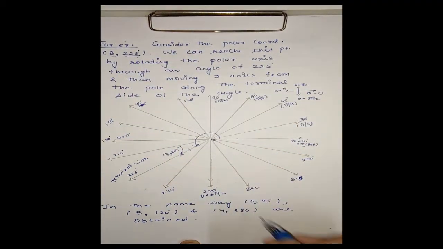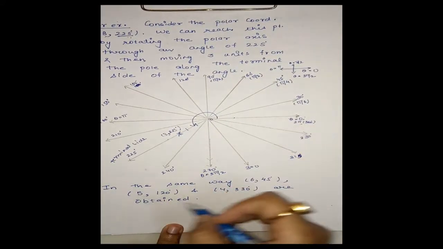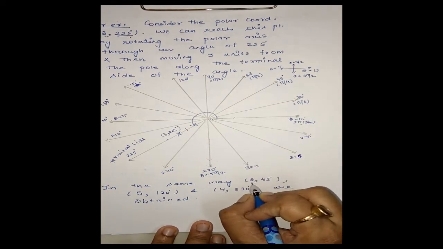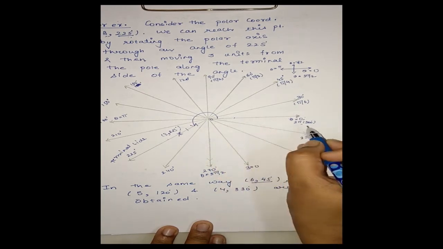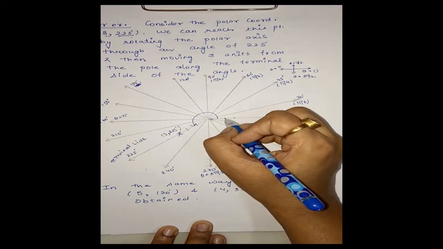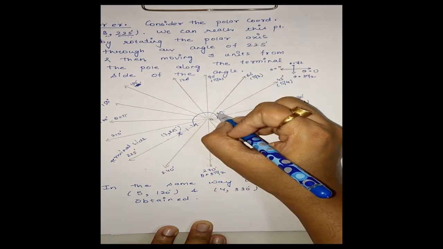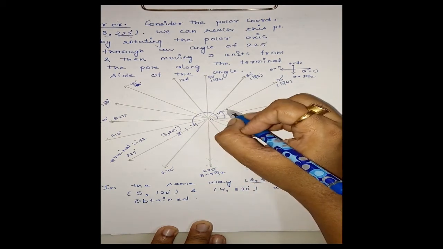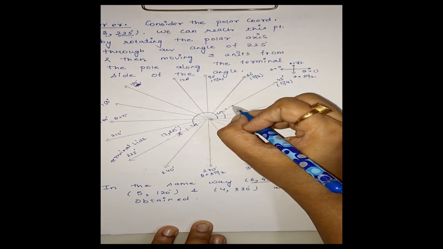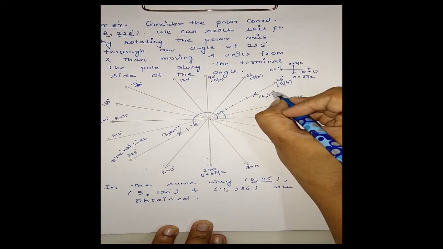In the same way, the points (6, 45 degrees), (5, 120 degrees), (4, 330 degrees) and so on can be plotted on the graph. Now let us first find the point (6, 45 degrees). This is my initial line, rotating this line through an angle of 45 degrees. That means here. And r is 6, taking 6 units along the terminal side of the angle: 1, 2, 3, 4, 5, 6. That means this is my point (6, 45 degrees).